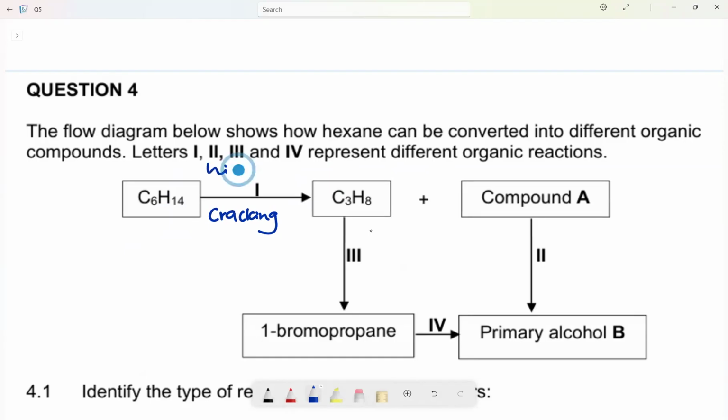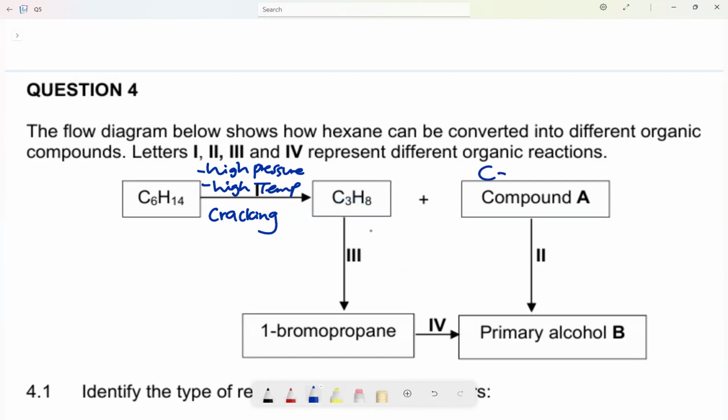High pressure and temperature. High pressure, high temperature. Remember, it either forms an alkane and an alkene, or an alkene and hydrogen. But in this case, it is an alkane. So it's going to form what?